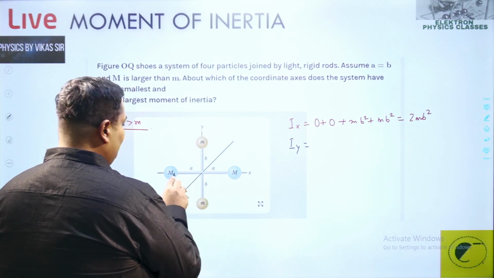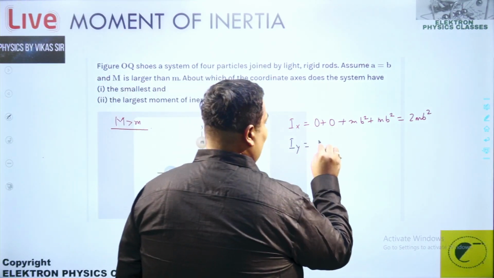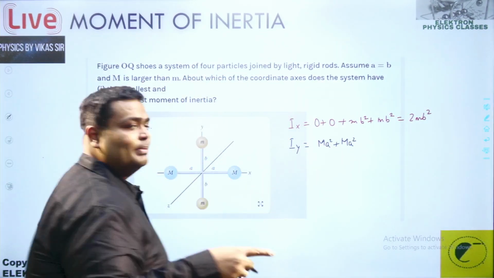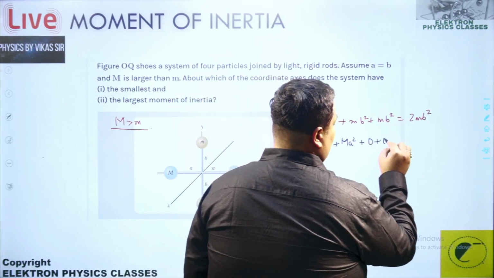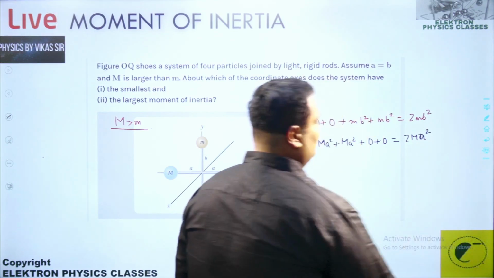These two have perpendicular distance a. This one also a. So we have m into a square plus m into a square. Pardon, m is capital M this time, okay? And plus 0 plus 0. So that becomes twice of capital M into a square.